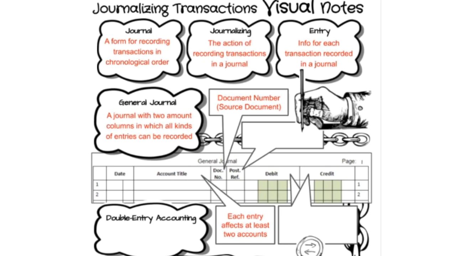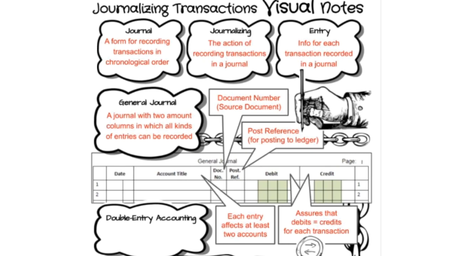And then PostRef stands for post reference, and this is all about posting to the ledger, which is in the next set of visual notes. So we'll learn more about that next video. Then we have our debits and credits, and this assures that debits equal credits for each transaction. So you'll have 1 debit, 1 credit. It'll be the same amount. Sometimes there's more than 1 debit or credit, but that comes later. So for now, for this set of notes, it's just going to be 1 debit, 1 credit, and it'll be equal amounts.